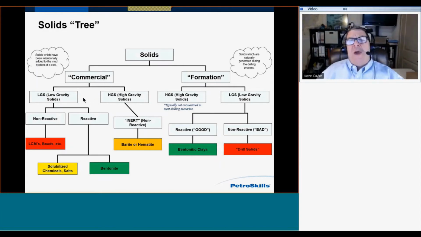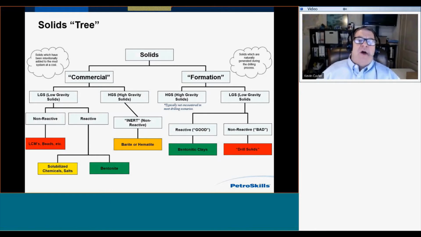When we talk about commercial low-gravity solids, we basically have two categories. We have our non-reactive solids, and we have our reactive solids. So let's talk about reactive versus non-reactive real quick before we go any further. A non-reactive solid is a solid that we put into our mud system, and we don't anticipate a chemical reaction. We don't anticipate a transfer of electrons. We don't anticipate shared electrons, etc. in those fluids. They're non-reactive.